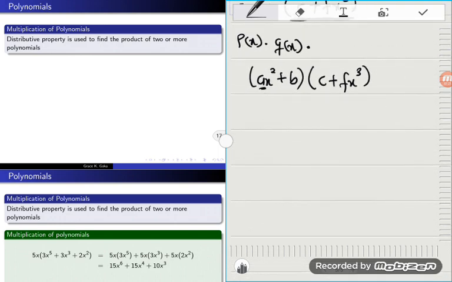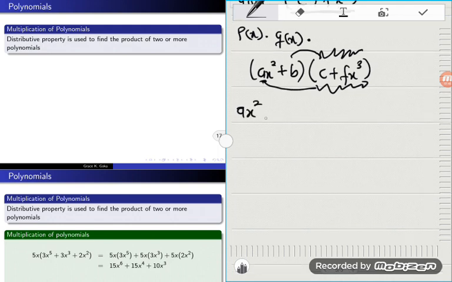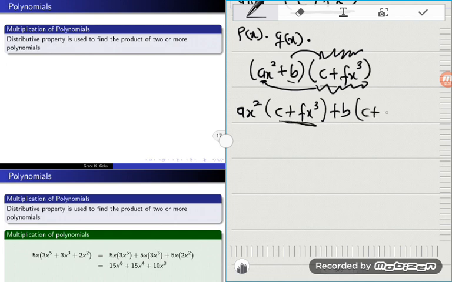And so the first term of the first polynomial multiplies each and every term of the second polynomial. And then the second term of the first polynomial multiplies each and every term of the second polynomial. So if you pick the first term of the first polynomial, which is ax squared, it multiplies the whole of the second polynomial, which is c plus fx cubed. Then we pick the second term, which is the plus b, and it multiplies each and every term of the second polynomial, which is c plus fx cubed.